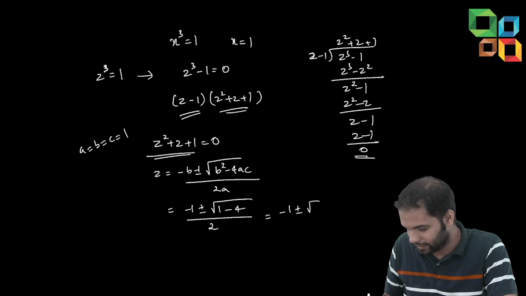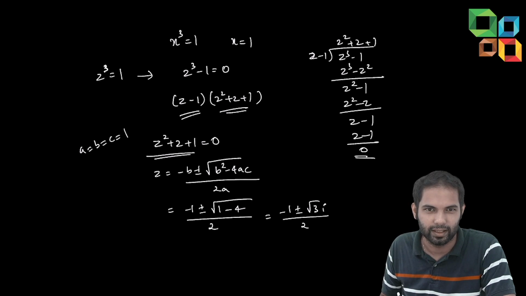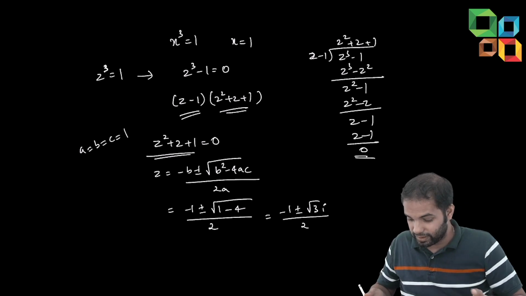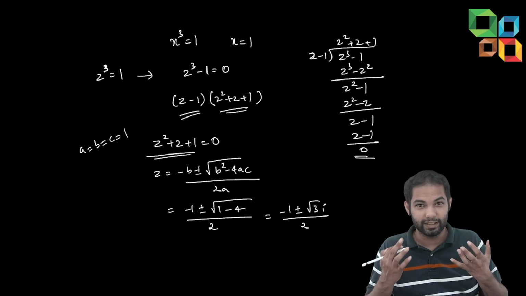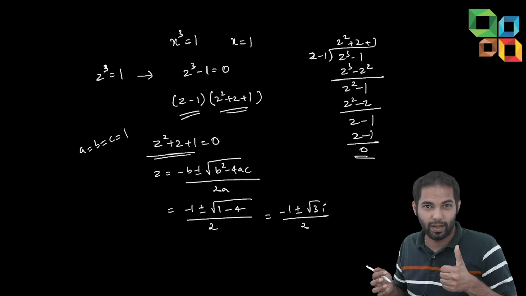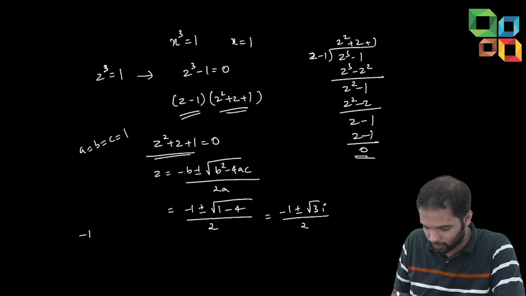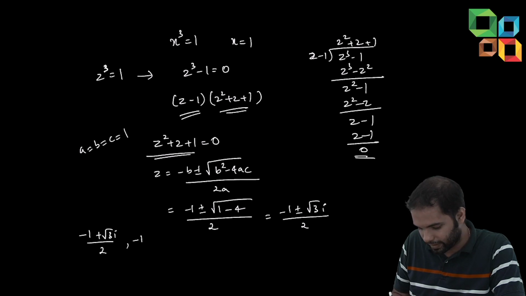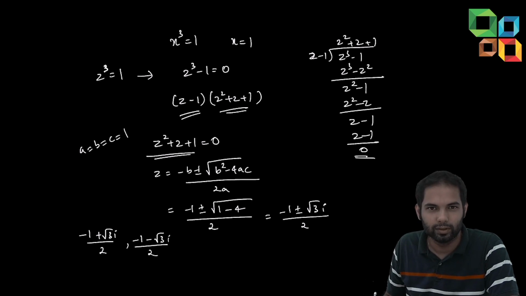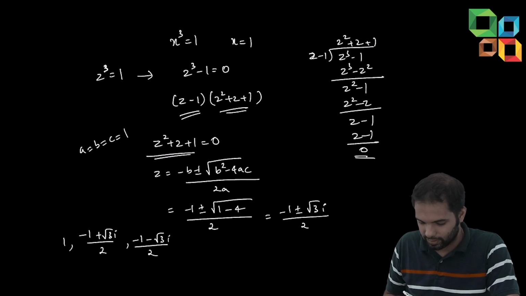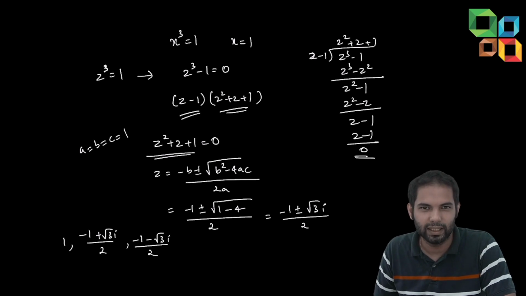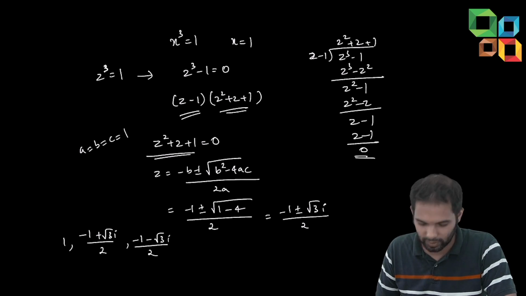Can I write it as root 3i? Because we have learned complex numbers, no issues. We know it's imaginary roots right now. So can you see now what are the roots? There are 3 roots. One is 1. The other one is minus 1 plus root 3i by 2. The other one is minus 1 minus root 3i by 2. Fine, so 3 roots.